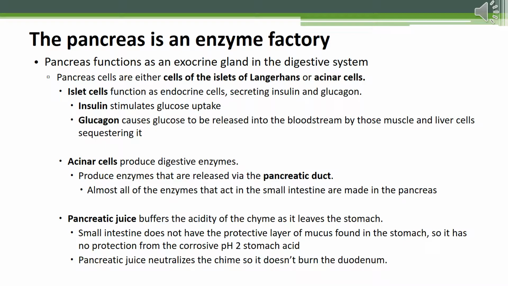And we need these pancreatic juice buffers because the small intestine does not have the protective layer of mucus found in the stomach, which means that it has absolutely no protection other than these buffers from the corrosive pH 2 of the stomach acid. The pancreatic juice, like we said before, neutralizes the chyme, which I've spelled wrong here, such that it doesn't burn the duodenum.